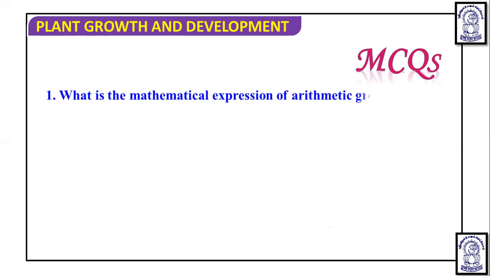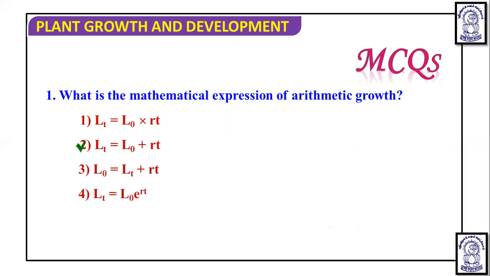So let's discuss some of the questions. What is the mathematical expression of arithmetic growth? We have discussed that it is Lt is equal to L0 plus rt. The first option is also Lt is equal to L0 plus rt, but the first one is multiplied, the second one is plus. So the second is the correct answer. Lt is the length after time t, L0 is the initial length, r is the growth rate, and t is the time.